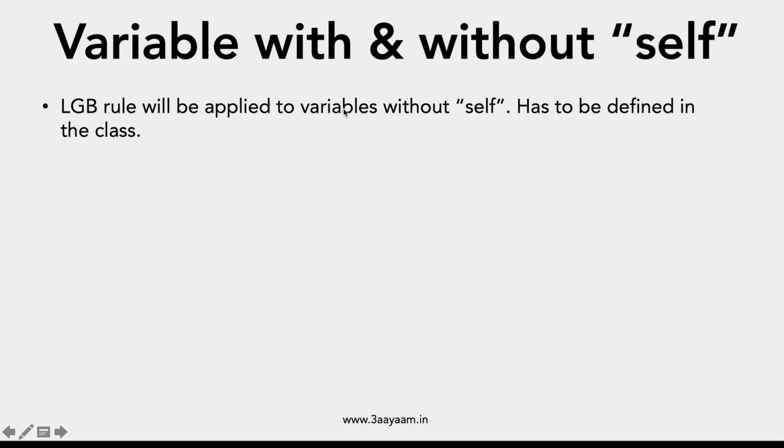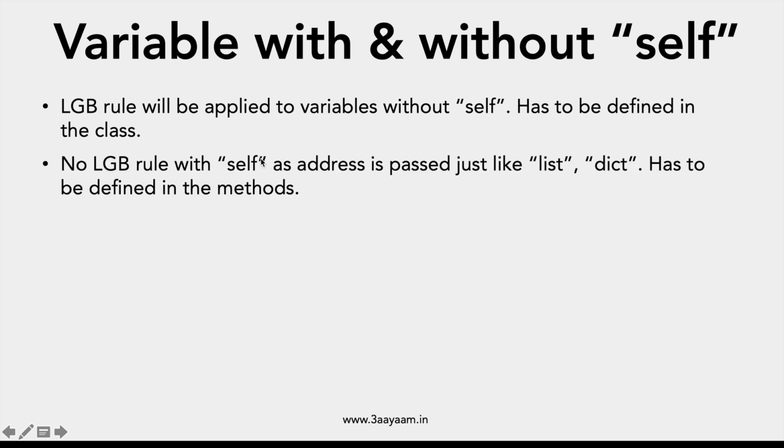So when you define such a variable that does not have any relationship with self, those are called class variables, and the LGB rule, which is local, global and built-in, would be applied to those variables. The variables that are used with self are the variables that belong to a particular instance of the class, and the LGB rule does not apply to those variables.